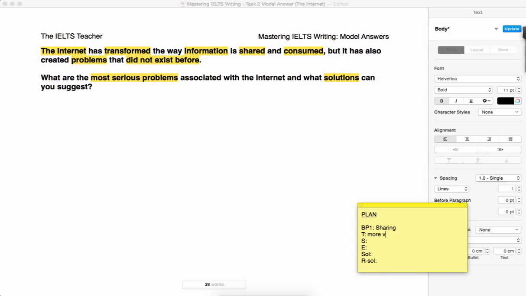So information now more vulnerable to theft. And why is that? It's because information is stored electronically. And if it's stored electronically, it means that it can be stolen by hackers. So we'll just bring in the idea of hackers there as well. An example could be quite useful.